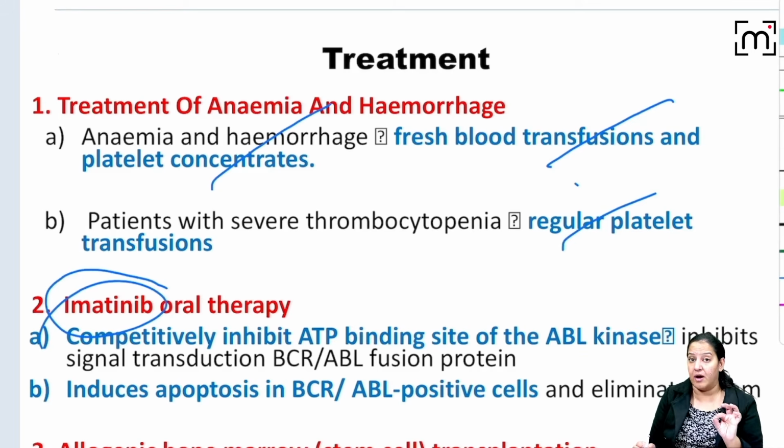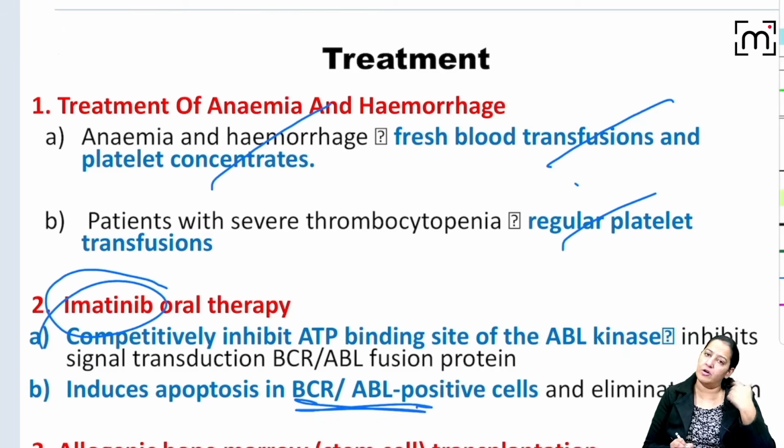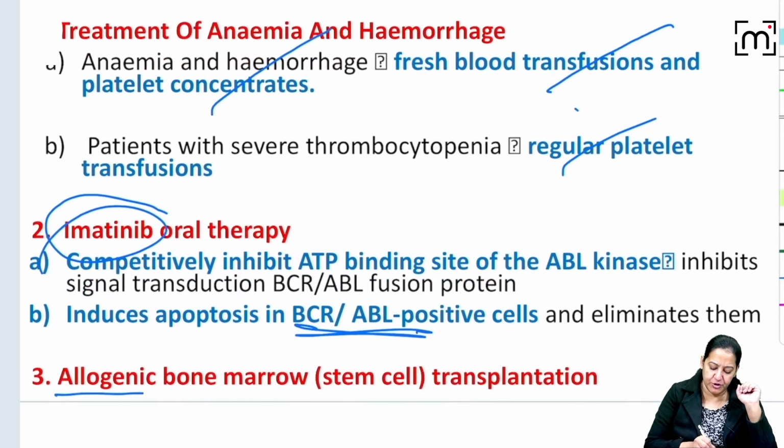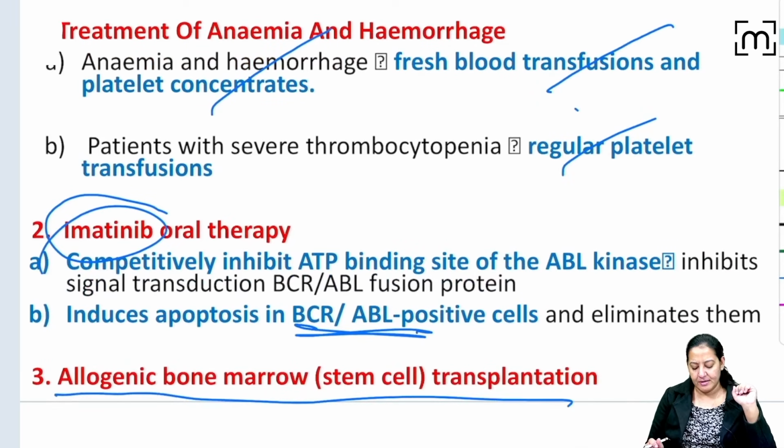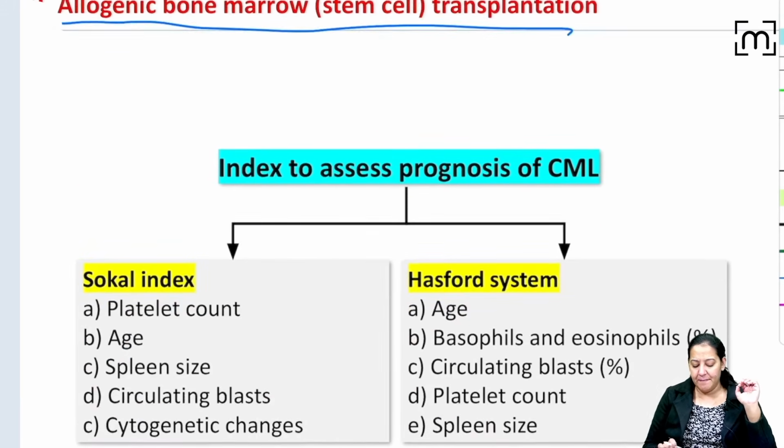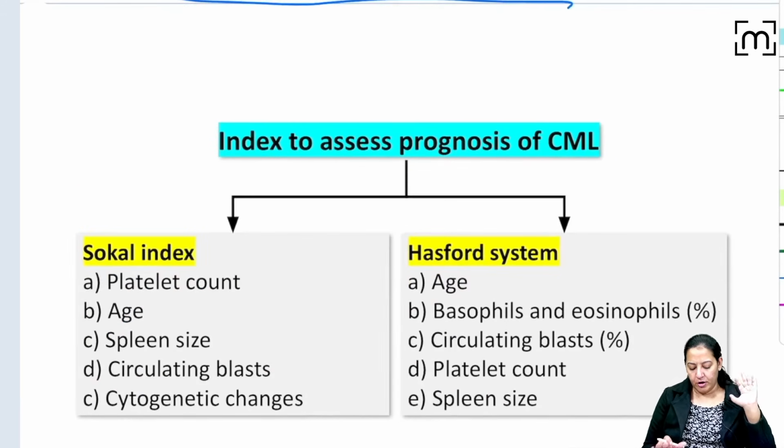It is a targeted drug. It will cause apoptosis of all those cells which contain the hybrid gene. The ABL, BCR hybrid genes undergo apoptosis because of the imatinib. And the final and last option for treatment is stem cell transplant or bone marrow transplant if the HLA matched donor is available. Now coming to the prognosis.